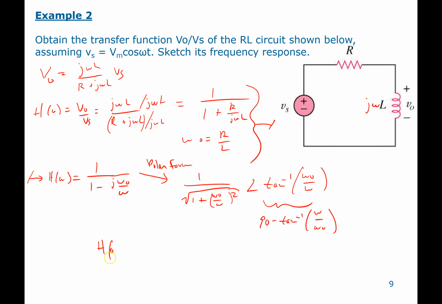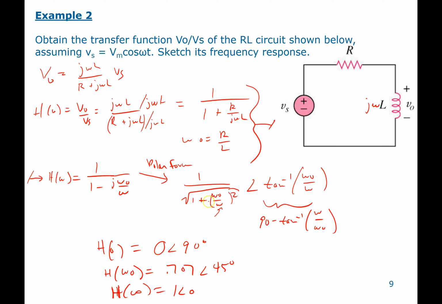And you can explore this again. H of 0, when omega is 0, what do we got here since we got omega in the denominator? Dividing by 0 makes this whole thing really big, so the whole thing is going to be 0 with an angle of 90 degrees. And H of omega 0 is going to be 0.707, in this case with an angle of plus 45 degrees. That's the cutoff corner frequency. And H of infinity is going to be 1 angle 0.